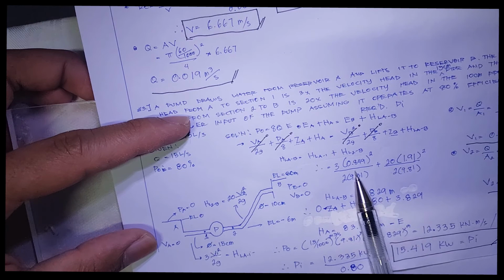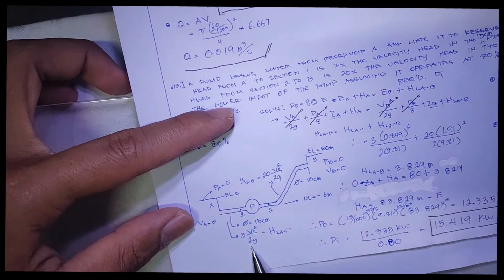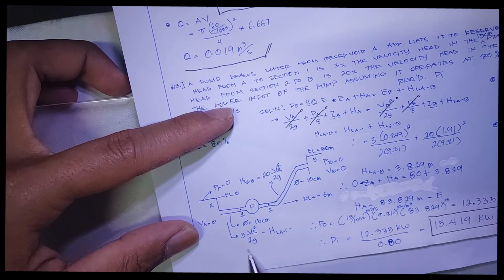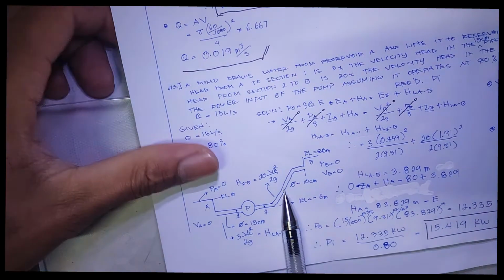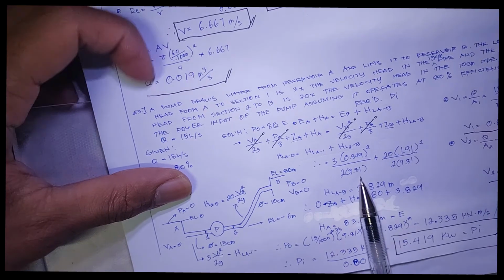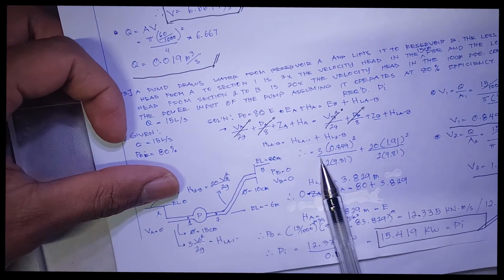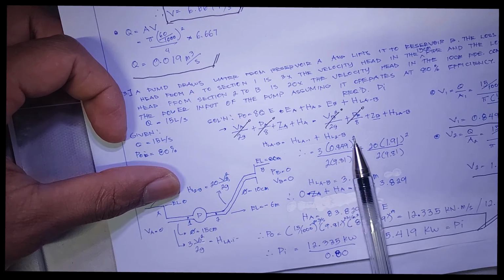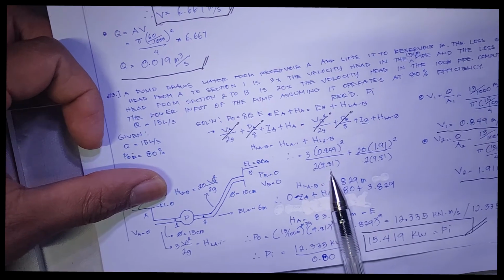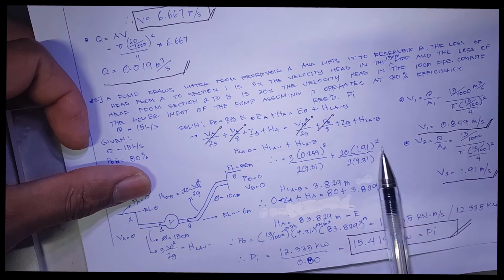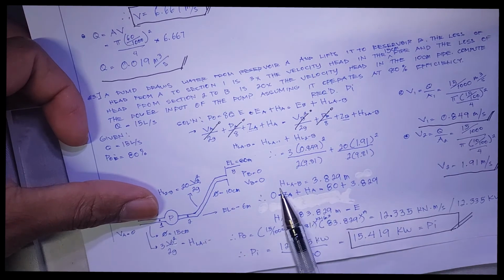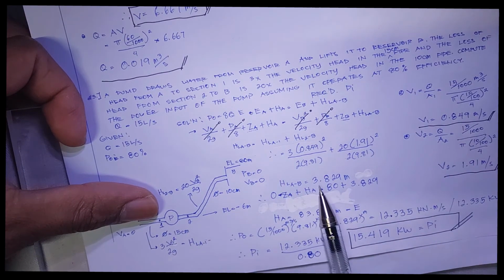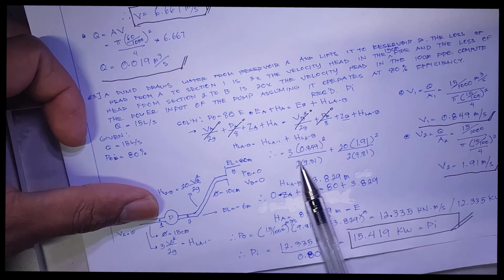So we substitute the values of the velocity head at pipe 1 and pipe 2, because they have different diameters. Substituting the values, we have 3 times 0.849 squared over 2 times 9.81, plus 20 times 1.91 squared over 2 times the value of gravity. So the head loss from A to B is equivalent to 3.829 meters. So let's take note of that.